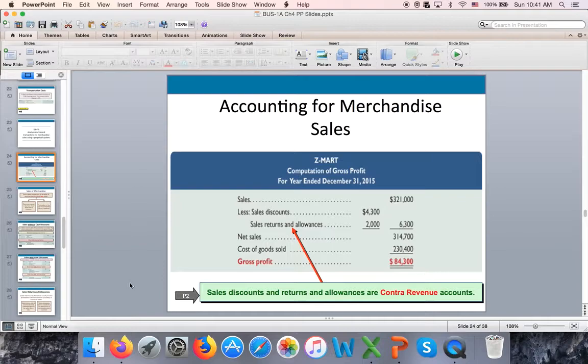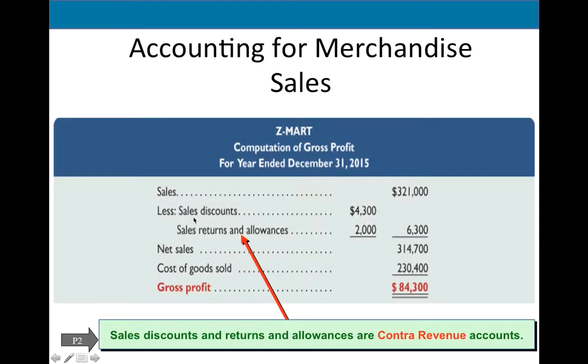So accounting for merchandise sales, as I mentioned, these are the 3 new accounts. This is how they look on the income statement. And again, net sales is the sales minus 2 contra accounts. And then from net sales, we're going to subtract COGS, and the difference is called gross profit. So gross profit, it's not an account, it's a subtotal. And the definition of gross profit is the difference between net sales and the cost of goods sold.